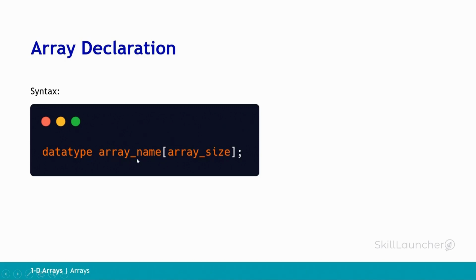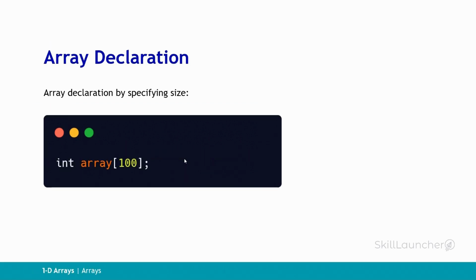The name of the array should be named as per the rules we learned for a variable declaration. The array size can be anything, 1, 10, 100, as per the requirement. There are various ways to declare the array. Let us see them one by one.